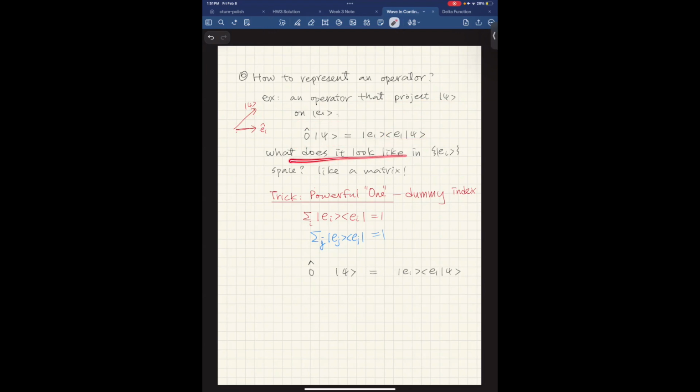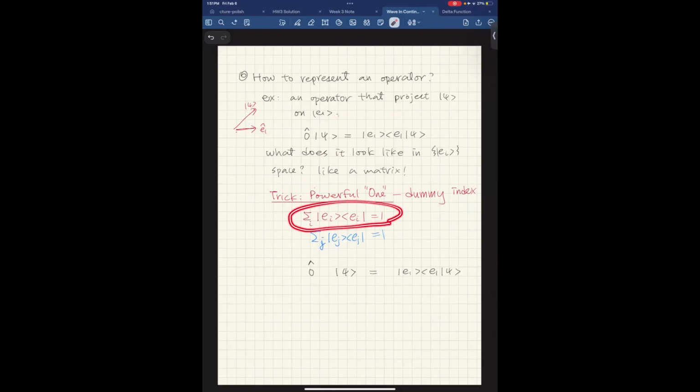But what does it actually look like in real space, or in the E1 basis? How do I actually calculate it with the numbers? It's going to look like a matrix. So let me show you this one step by step. So what does this look like? Here, I'm going to introduce a very powerful trick.